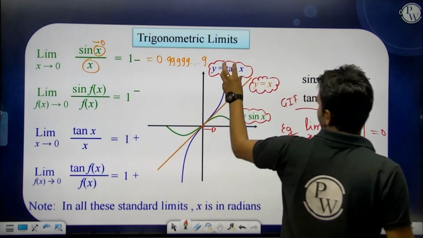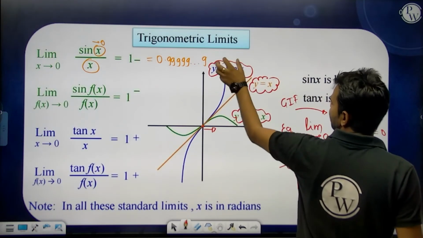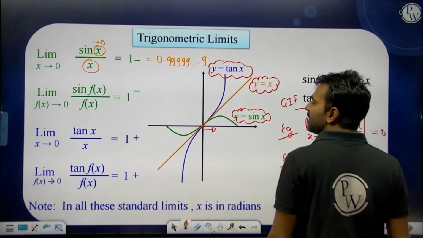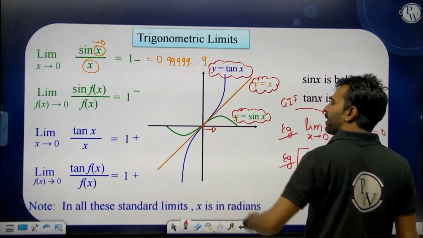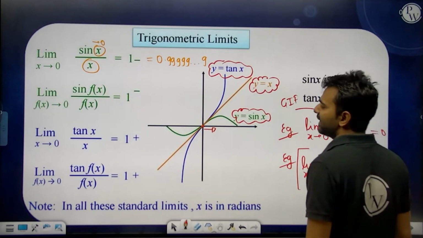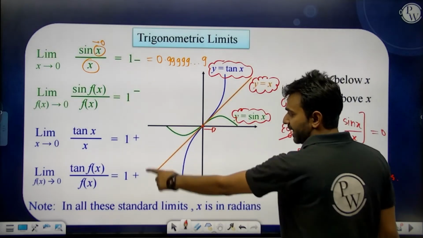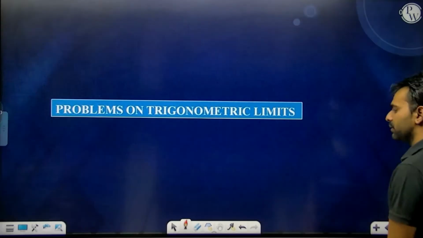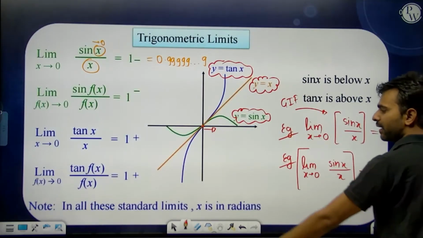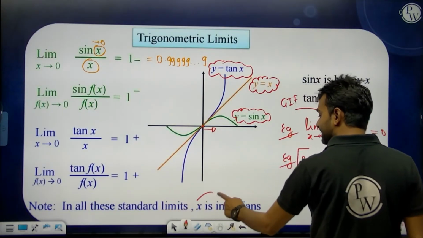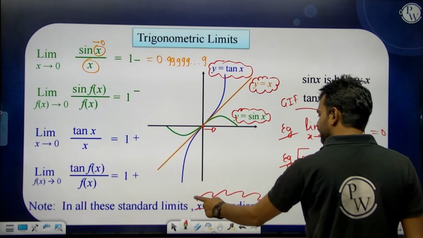And over here, if you see in these two graphs, tan x is greater than x, because tan x is coming above the y equal to x graph, and that's why we can say that this value is going to be slightly greater than 1. So remember this particular thing as well. Over here, in all these standard limits, x is in radians. Do remember this as well.